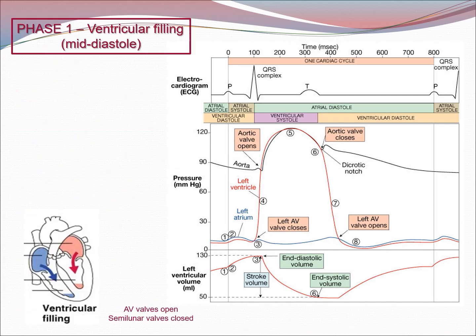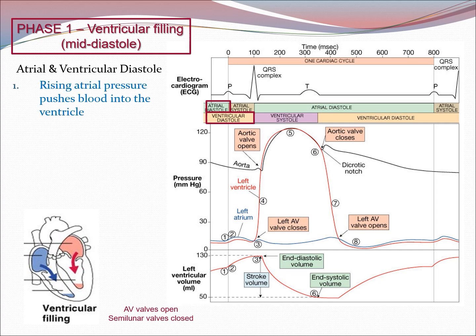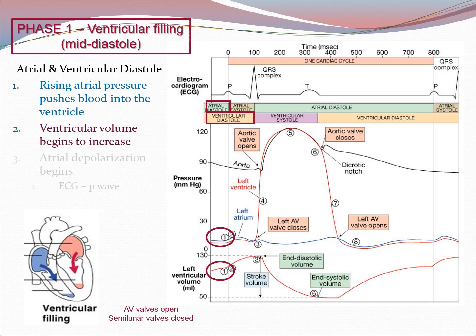There are 6 phases to the cardiac cycle, and phase 1 is the ventricular filling, also known as mid-diastole. The atrial and ventricular diastole is occurring at this time. There is rising atrial pressure that pushes blood into the ventricle. The ventricular volume begins to increase. Atrial depolarization begins. Note the P wave is on the EKG. Also note that the AV valves are open and the semilunar valves are closed during this phase.